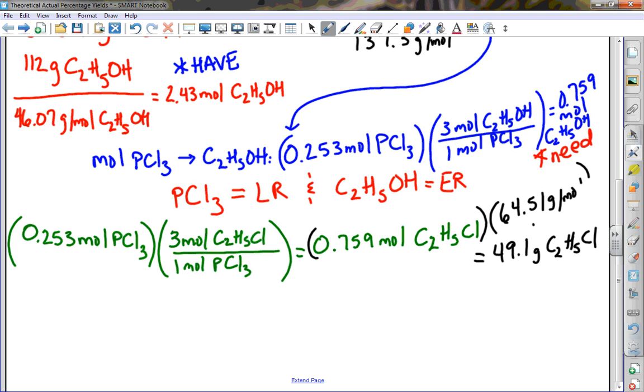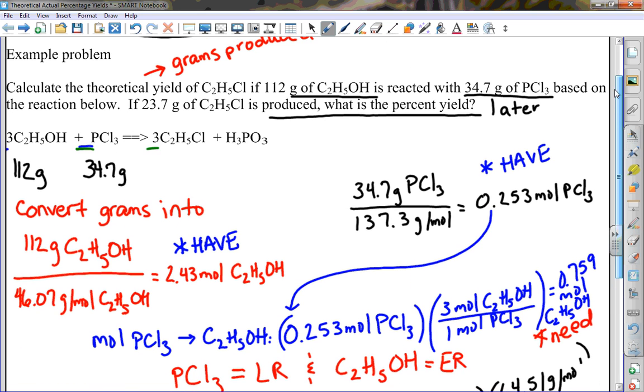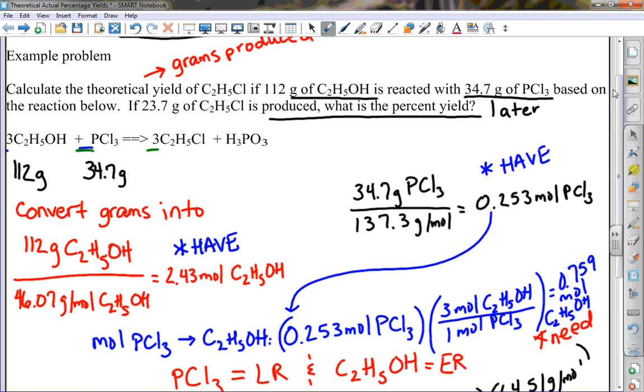Thanks for bearing with me as I practice this with my guinea pigs. So that's the first part of the question. We're going back up here. You can see it's this theoretical yield of the C2H5Cl. This really was what we were looking for, so we found it. It's 49.1 grams. That's the theoretical yield. So now we can go to the second question.